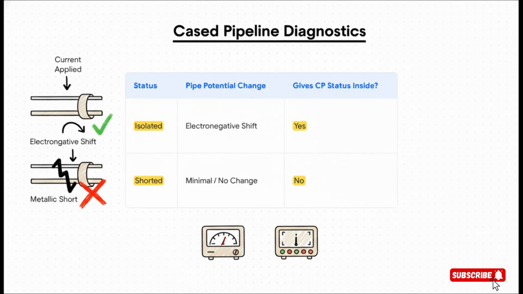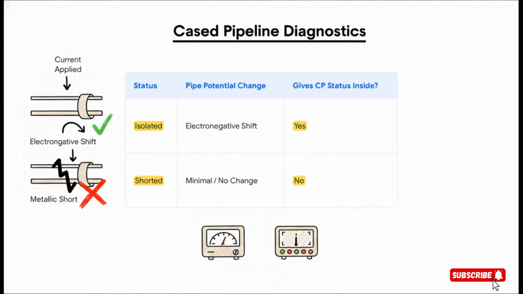And this table from the manual really lays out the logic. Let's focus on the rows. For an isolated casing, when you turn the CP system on, you get an electronegative change. That's that big potential shift we were just talking about. It confirms the system is working.